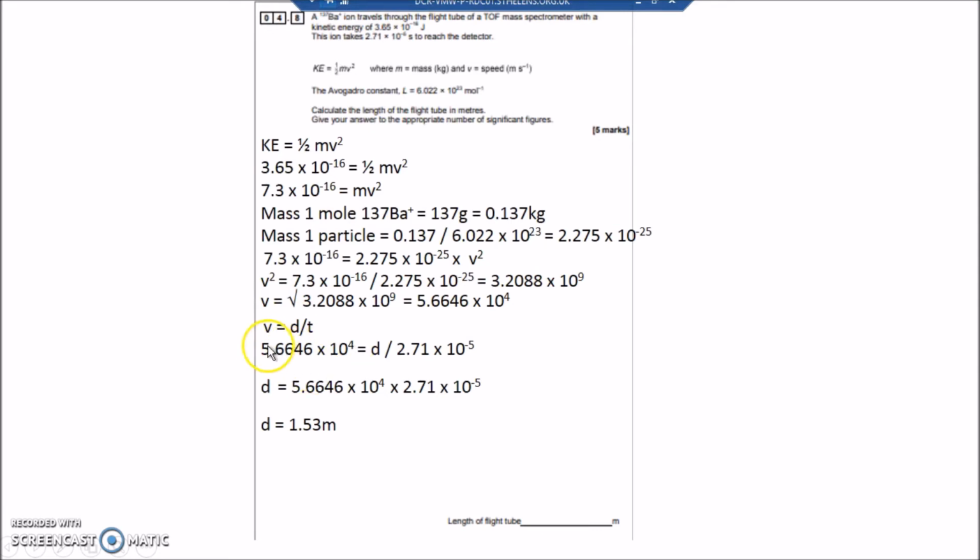I've got my v, my velocity or speed, 5.6646 times 10 to the power of 4. I've got my time, it gives me my time in the question, which is 2.71 times 10 to the minus 5. The ion takes 2.71 times 10 to the minus 5 to reach the detector. So I multiply these two numbers together and my distance is 1.53 and it's in meters.